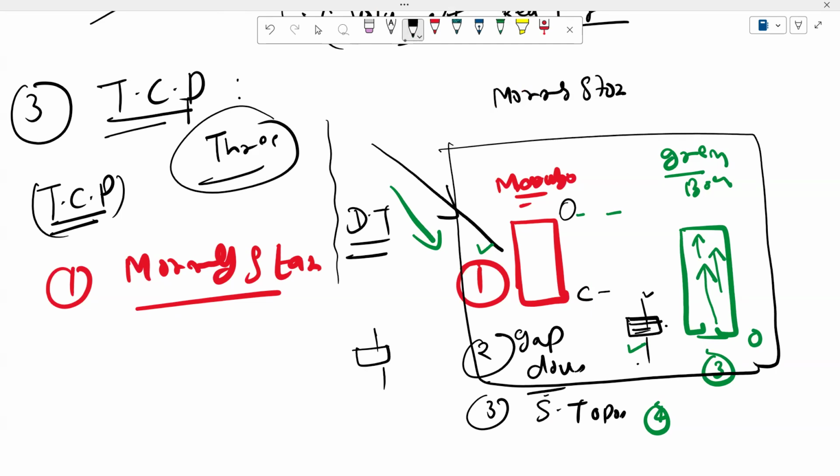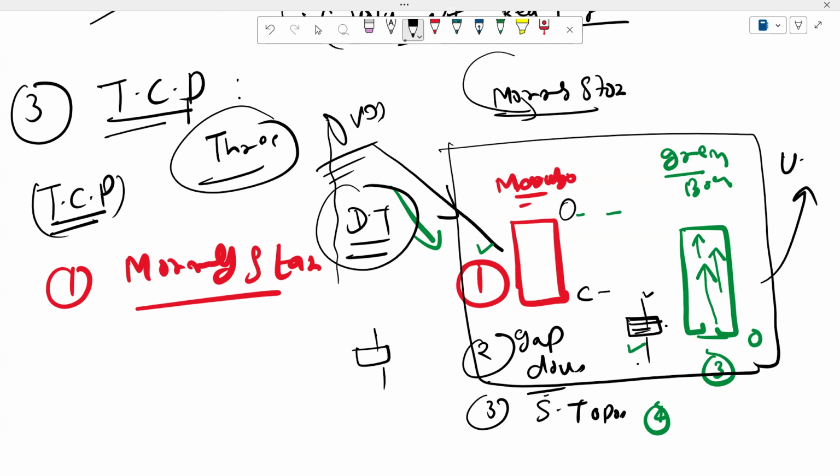Morning star means morning. It's giving a happy sign. This downtrend is over, and now the next trend is an uptrend. So this morning star is telling you that the market correction is over, and now you are seeing this combination of red candle, spinning top, and green candle. This is a morning star pattern.